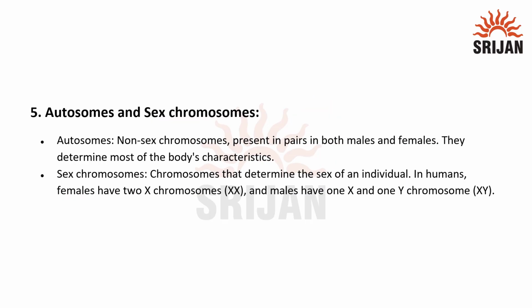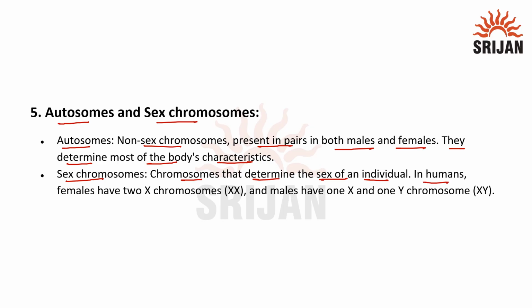Next is difference between autosomes and sex chromosomes. Autosomes, also known as non-sex chromosomes, are present in pairs in both males and females. They determine most of the body's characteristics. Let's understand sex chromosomes. Chromosomes that determine the sex of an individual are called as sex chromosomes.